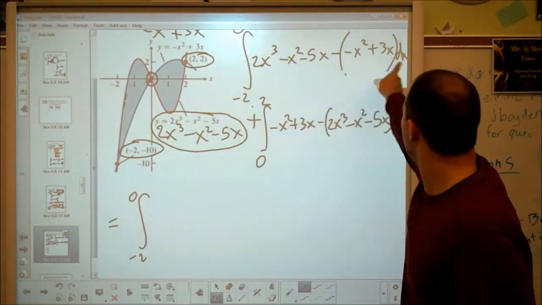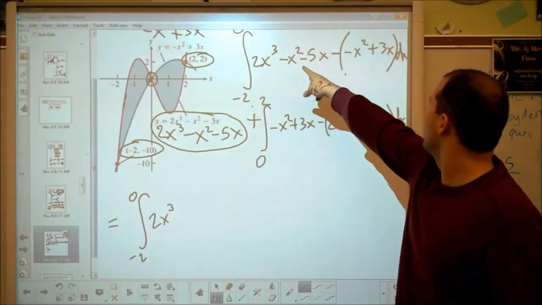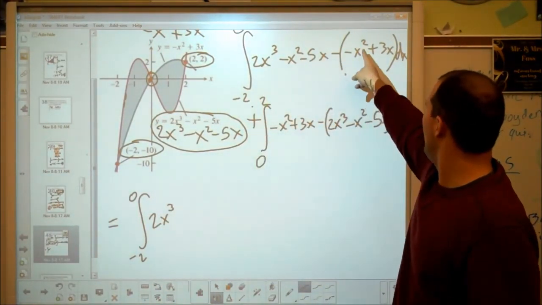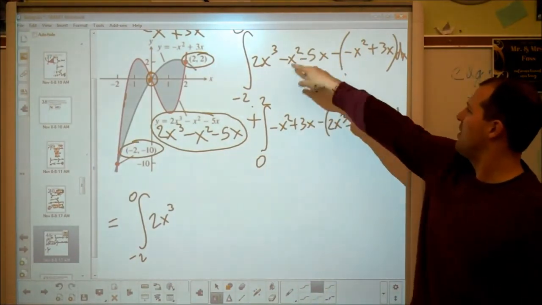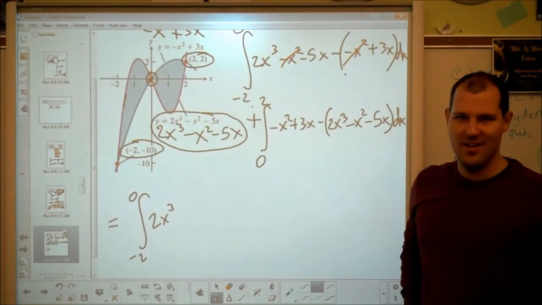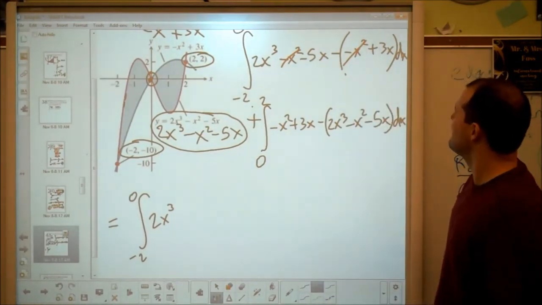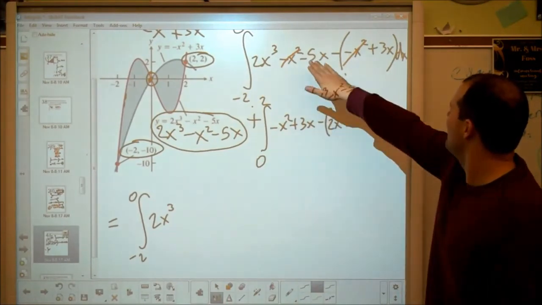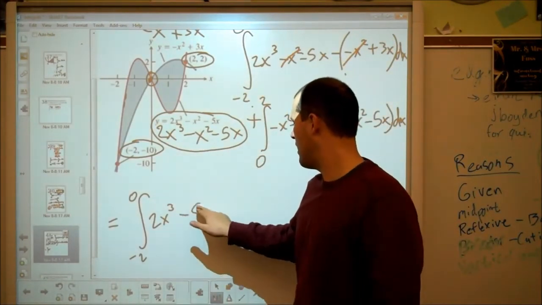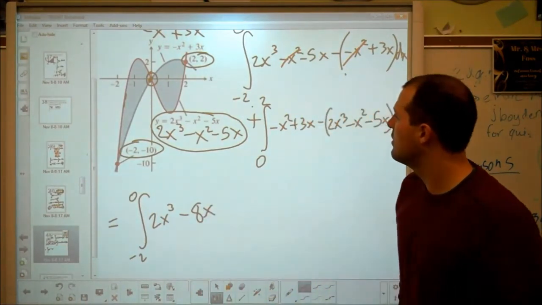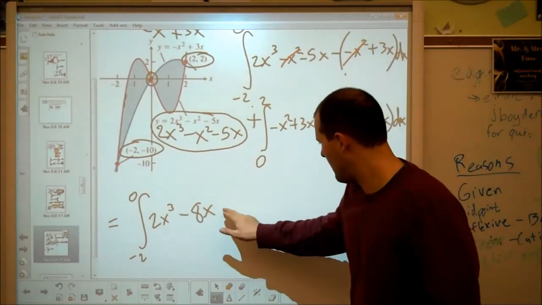So I've got 2x cubed, nothing to combine with that, so 2x cubed. Okay, it looks like I have a minus x squared minus negative x squared. Interesting. So those two minuses are going to make a plus, and those are going to cancel out. That's a wonderful thing. That's going to save us some work. Good. So let's keep going, and then I've got a minus 5x minus 3 more x, so it looks like I have minus 8x. Okay, that's good. Don't forget the dx.